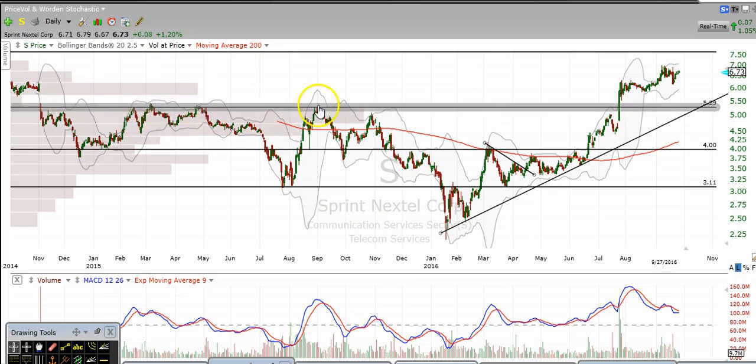Look at how many times we got rejected at this level. So we finally broke over that. So if we get lower prices, anywhere below about $5.50, between $5.50 and $5, that's going to be a nice buying opportunity for S, because it was a big time resistance, and now we broke over it. So a retest of that should get a bounce.